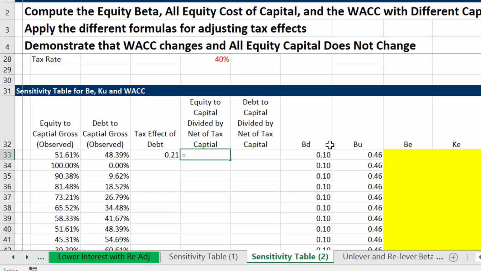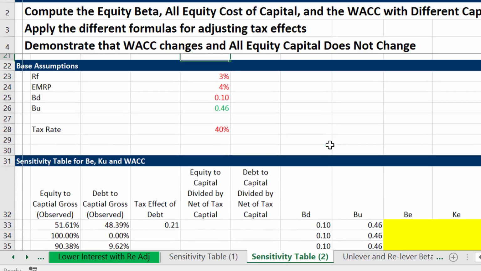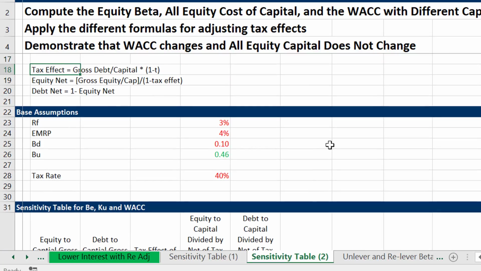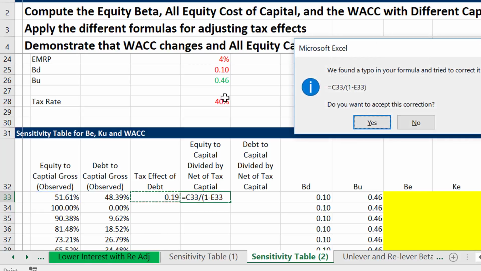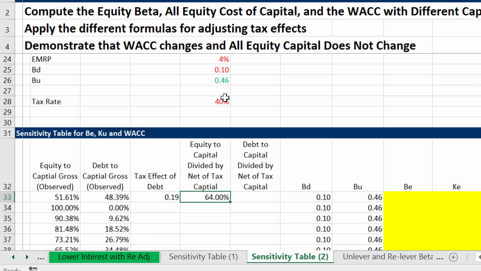Let me do this. I'm just going to show you the calculation. I didn't explain this. This is criminal. But I take the tax effect of the debt, and then I adjust the equity. We want the net equity capital. So to get the net equity capital, we take, sorry, I made a mistake on purpose. It's the debt times this. Okay, sorry about that. And then we take the equity that we see and divide it by 1 minus this. That gives us, and there's our 64% again. And then we take 1 minus that to get our debt.